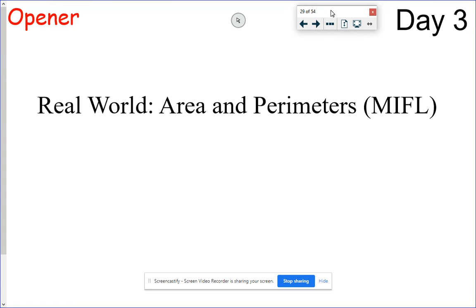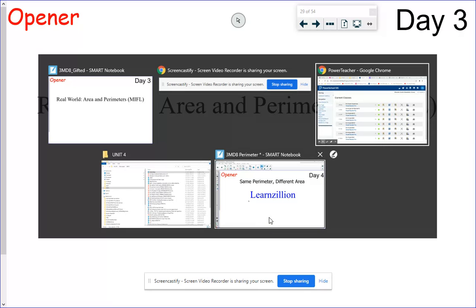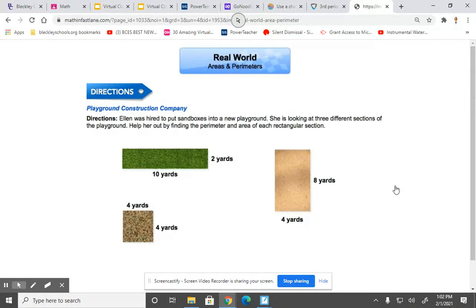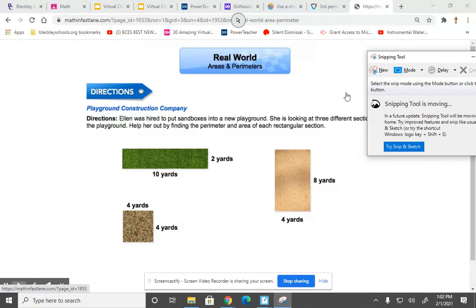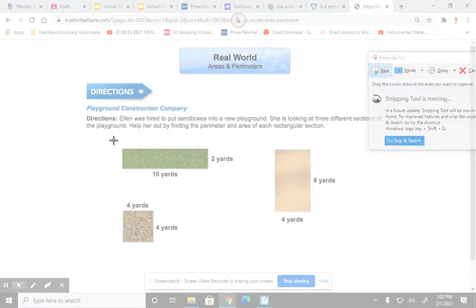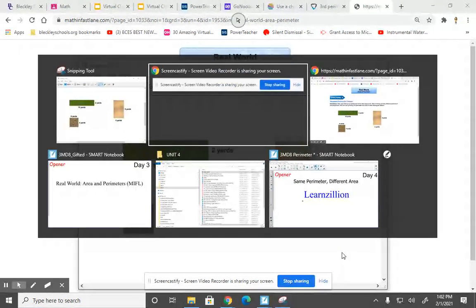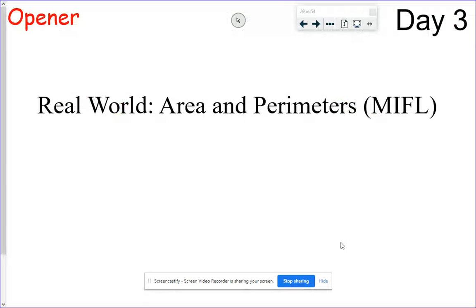For the opener today, students got a communicator with this inserted inside, real world area and perimeters. The sheet looked like this. So if you'll pause the video and read this on a scratch piece of paper and follow these instructions, and check back with me to see what the area and perimeter of each of these should be.